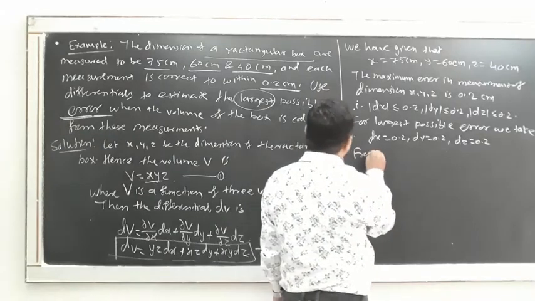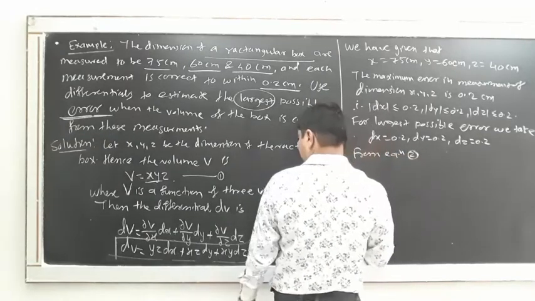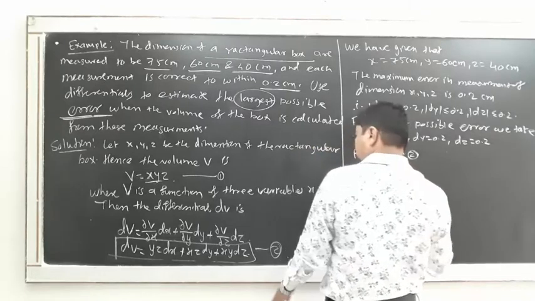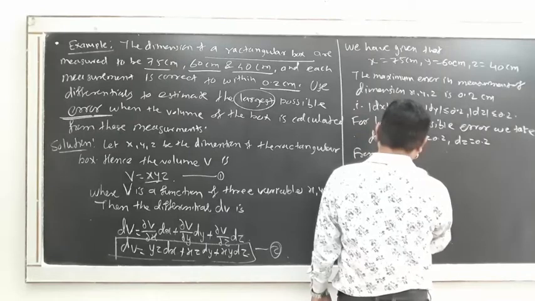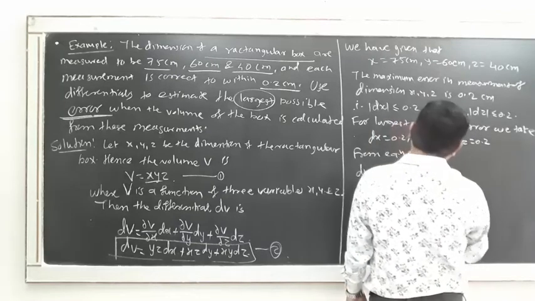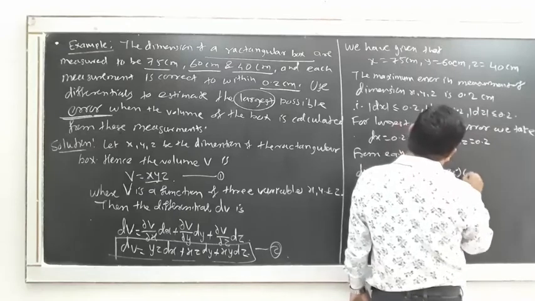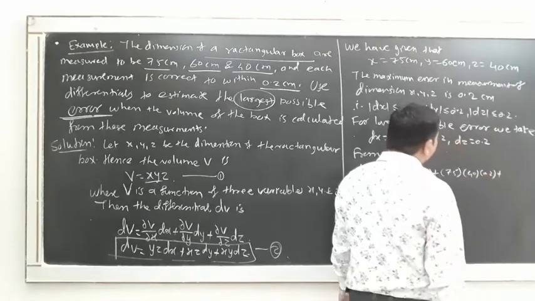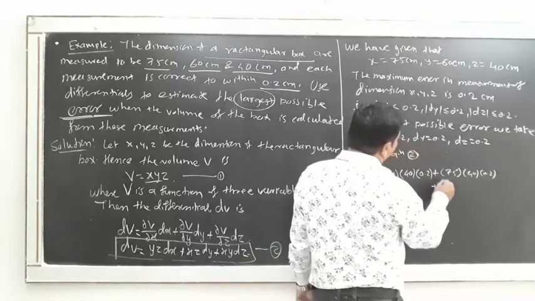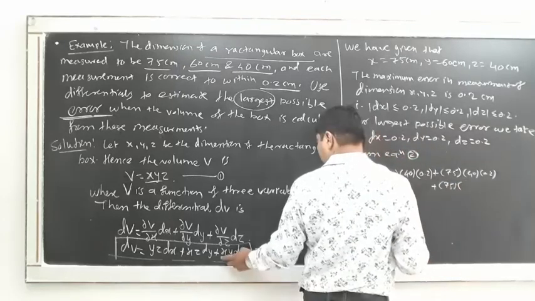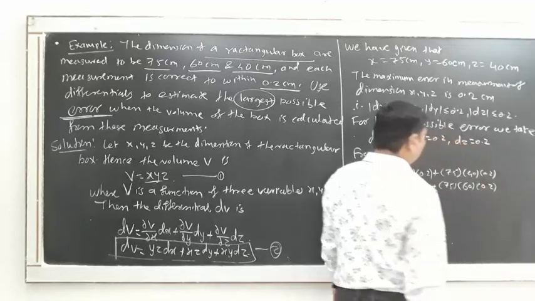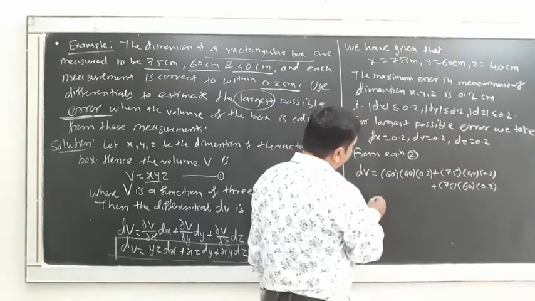So from equation 2, what are we getting? dV is equal to, the value of y is 60, into 40, into 0.2, plus x into z, x means 75, z means 40, again 0.2, plus what is the third? x means 75 and y means 60, into 0.2. Okay, so you can do the calculation.